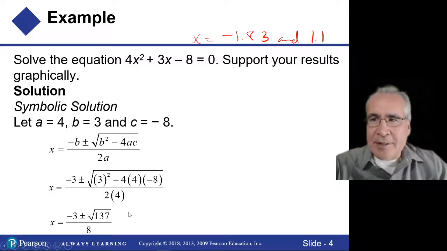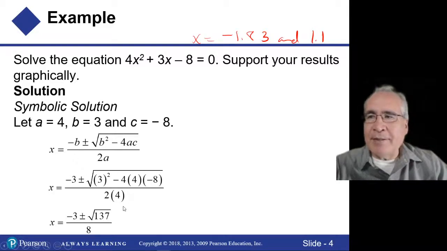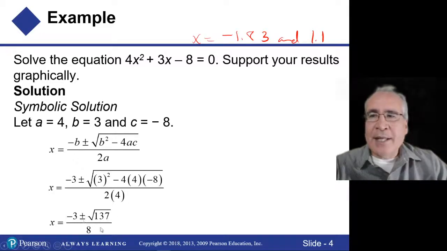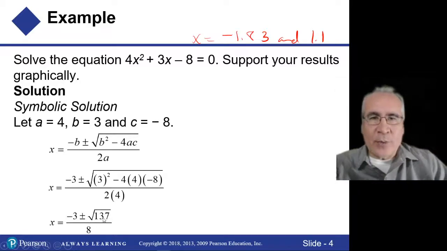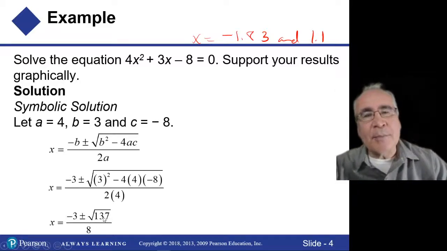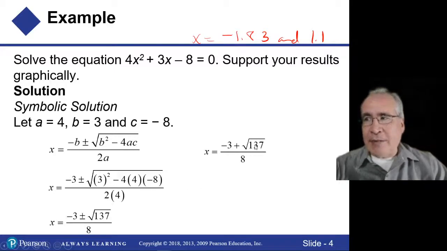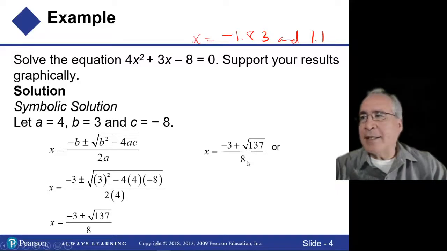So they just kind of go through that. Inside there's 137. Now you can add and subtract the square root of 137, which is not a perfect square. It's a decimal value. And again, order of operations says we have to do the top part first and then divide by 8. So we get a plus and we get a minus.